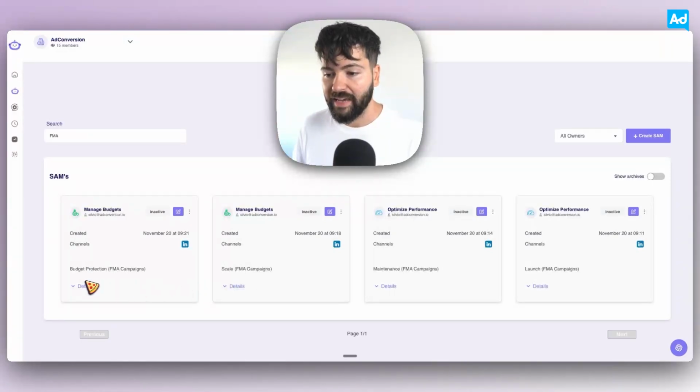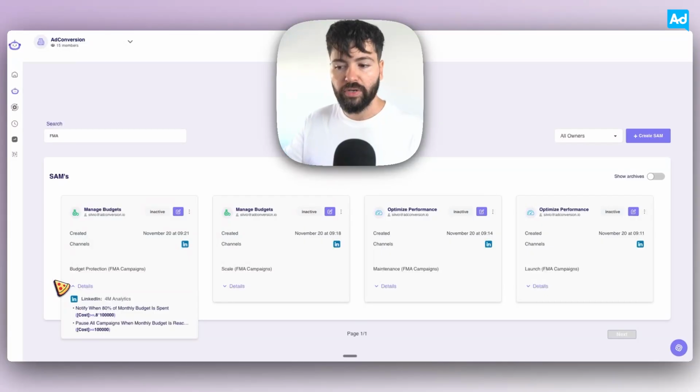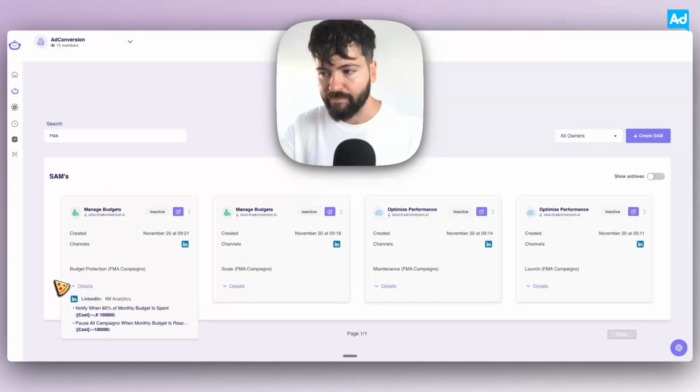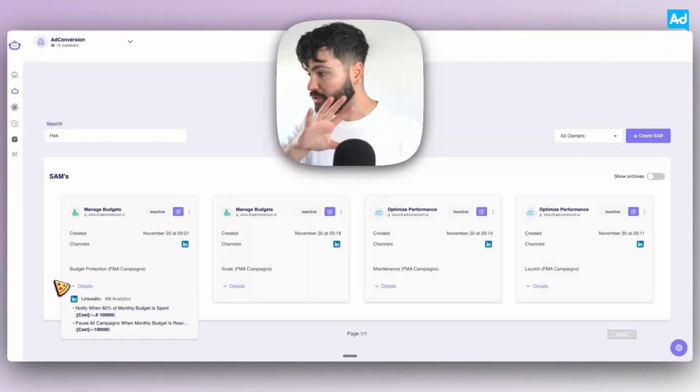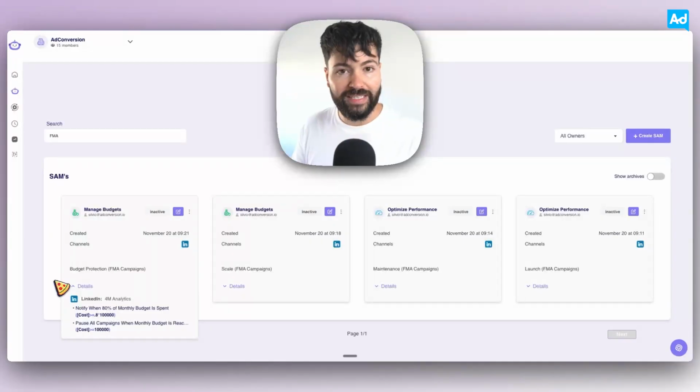And then lastly, I have a budget protection SAM. What this one is doing is it's notifying me when 80% of my budget has been spent, and then it's going to pause all my campaigns once I've reached my target. So just between these 4 workflows, I have automated pretty much all of the work in terms of the day-to-day optimizations for my LinkedIn ad campaigns.